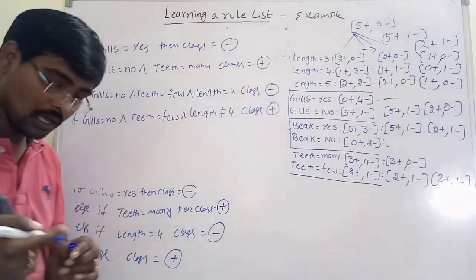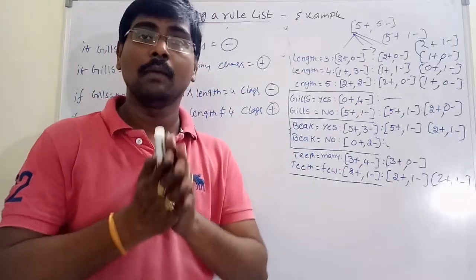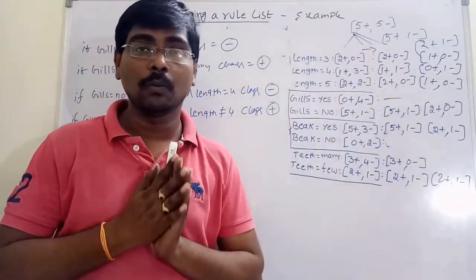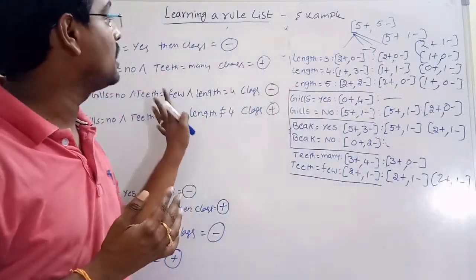This is the way. And finally the simple step is, step by step we add a rule. Based on the rule, eliminate some of the positives and eliminate negatives. Most probably we have to concentrate on the elimination of negatives. This is the creation of a rule list.